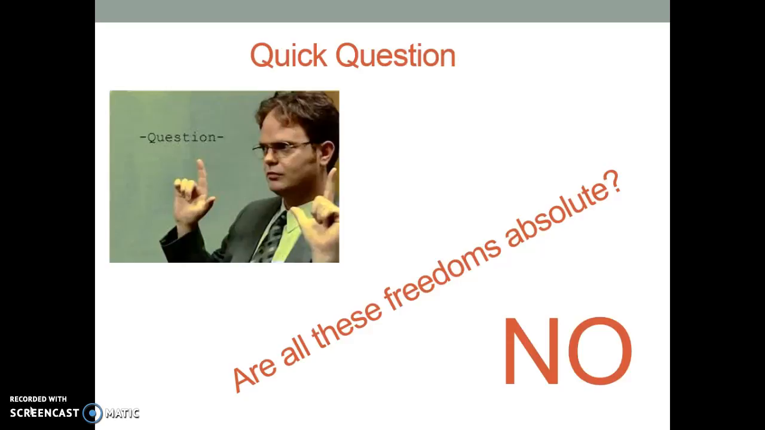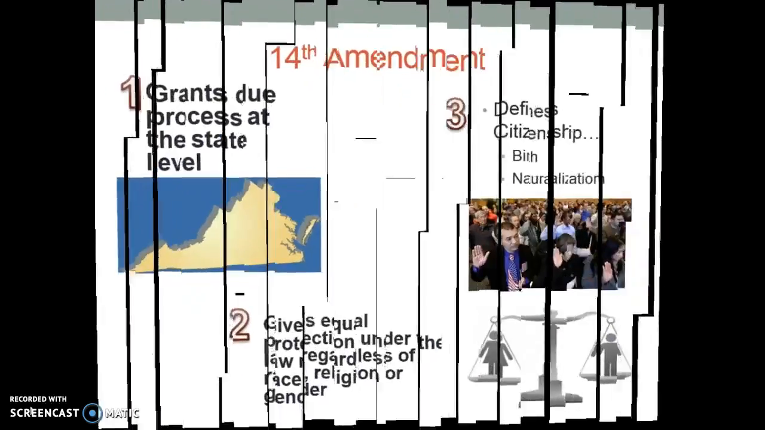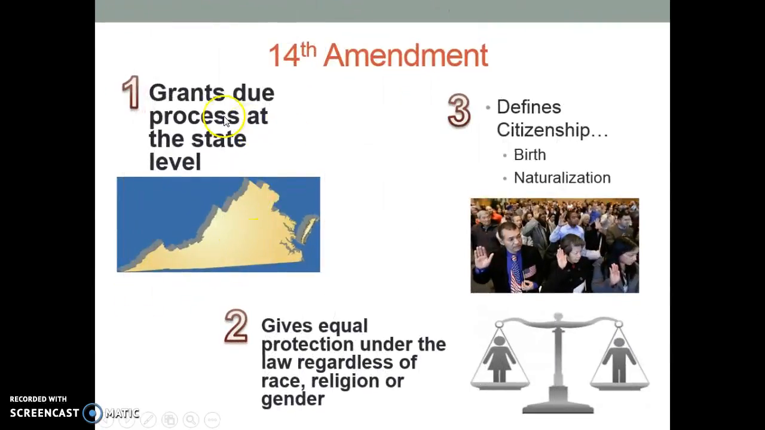Okay, so we absolutely do not have absolute freedom of speech. The next things that we're going to go through, which will be a little bit quicker: the 14th Amendment grants us due process at the state level. Remember that due process, we'll get to the definition in the next slide, but it says that pretty much the state police and the local police, because they're the police at our local level, have to respect all of our rights, as well as the local and state courts.